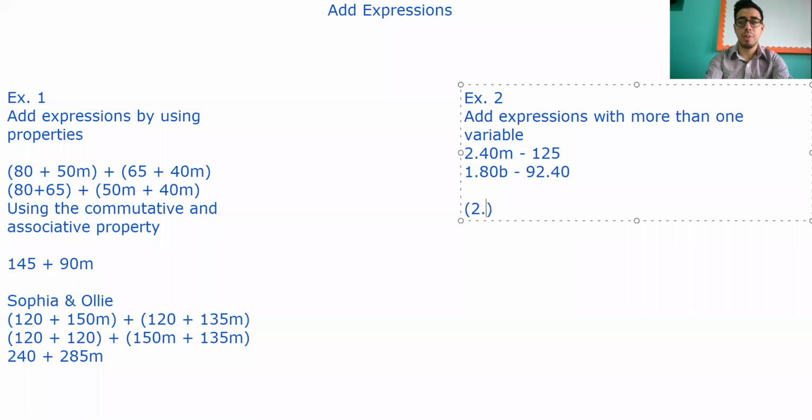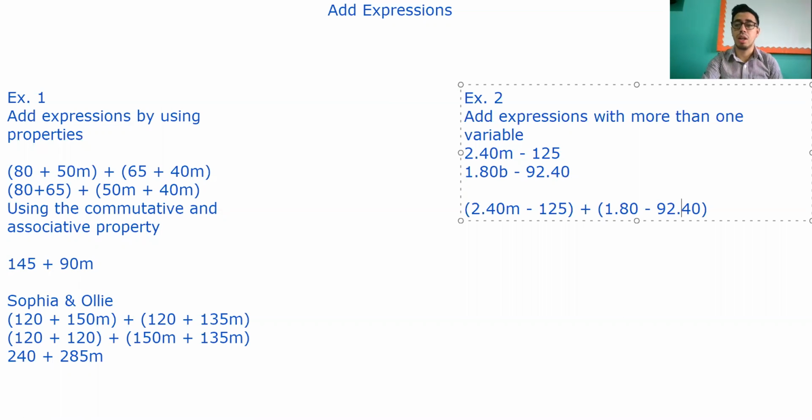$2.40M, I'm writing the equation that I have on the top, minus 125, plus the other part of the equation, that is for the bagels, 1.80, minus 92.40. Okay. Then what I need to do in this case is to separate the terms that I can add and the terms that I cannot add.